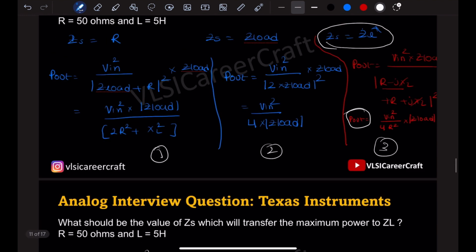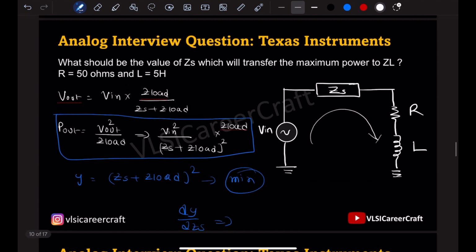In summary, if there is any question on the maximum power transfer theorem, if it is a purely resistive load, then for the maximum power to be delivered to the load, ideally ZS should be purely resistive, and if we consider it as 0 ohms, the maximum power gets delivered to the load. If the question involves reactive impedance, then our source impedance should be the complex conjugate of the load impedance, or vice versa.